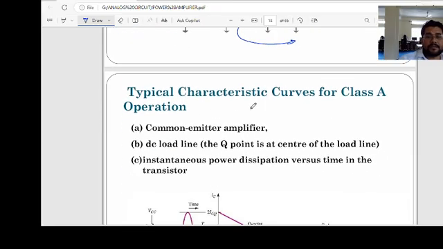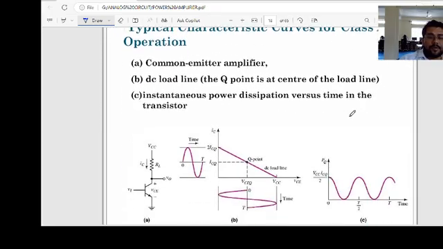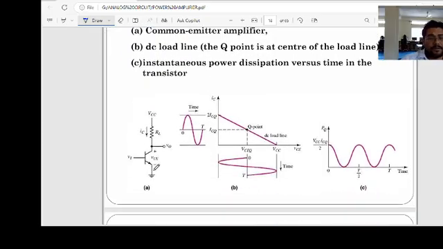The characteristic curves of class A amplifiers: a common emitter configuration. This circuit is designed so that the input is given here and we take the output here. This circuit is a class A amplifier. And this is the load line. So the DC load line has the Q point at the center of the load line.